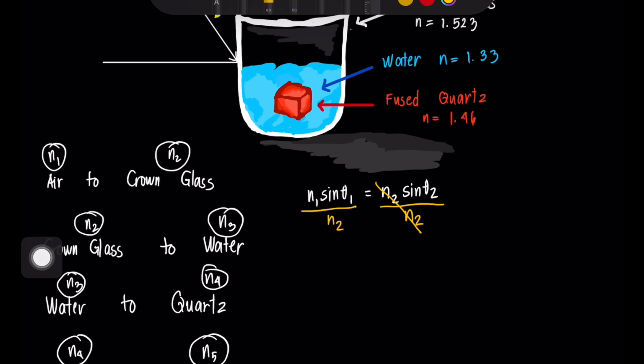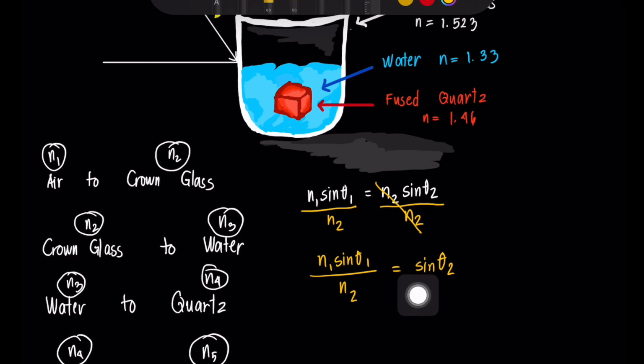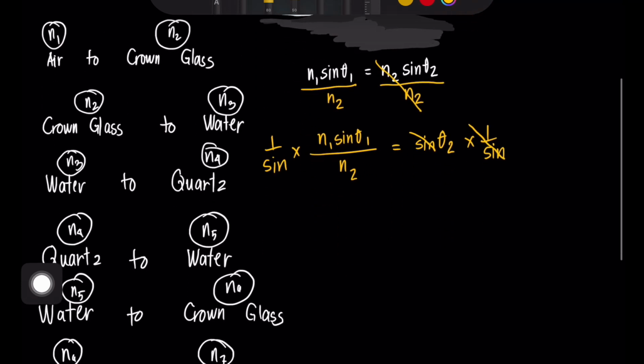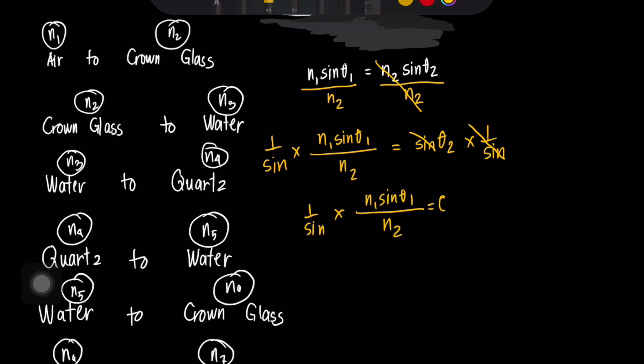So we have now our formula, n sub 1 sine theta sub 1 over n sub 2 is equal to sine theta sub 2. Since we only need the value of theta sub 2, we should get rid of the sine on this side. So we multiply this side by 1 over sine. We also multiply the other side by 1 over sine. Then sine divided by sine is just equal to 1, so we can cancel that out. And our formula now would be 1 over sine multiplied by n sub 1 sine theta sub 1 over n sub 2 equals theta sub 2.